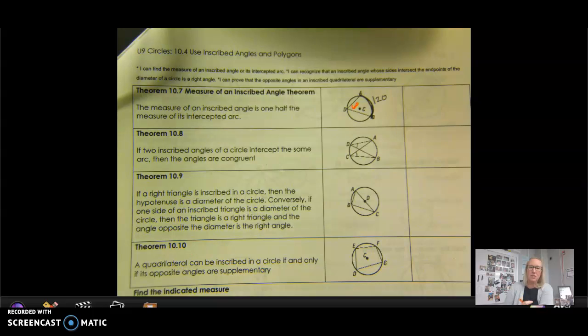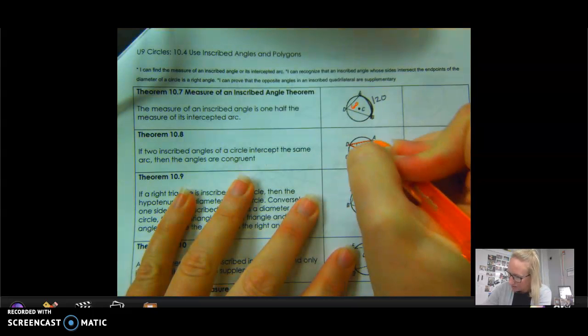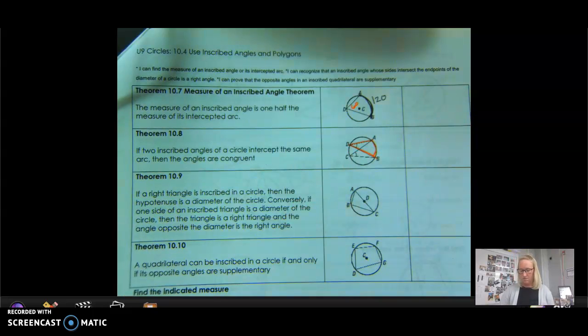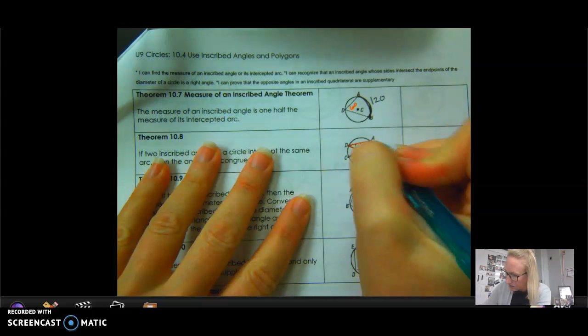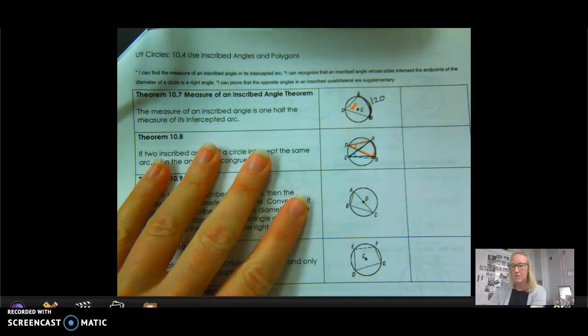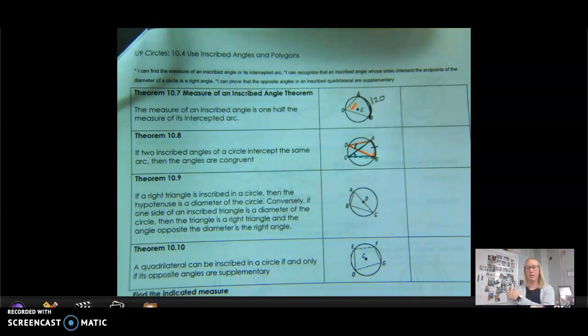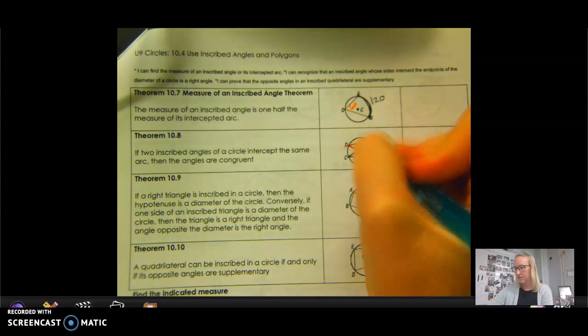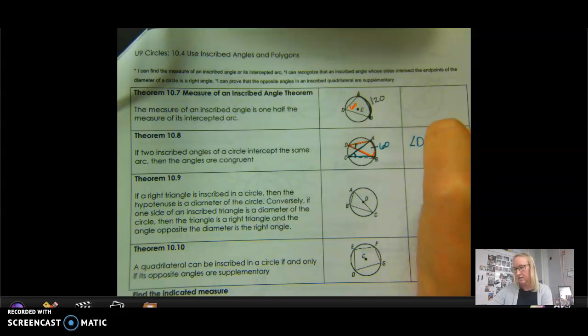So if two inscribed angles of a circle intersect at the same arc, then the angles are congruent. So if you notice, we have this angle that makes this arc, right? But then we also have this angle that also makes this arc. So those arcs are the same size because it's the same arc. So if those arcs are the same size, that means that this angle C and this angle D would be congruent to one another. And they would be half of whatever the outside arc is. So if the outside arc was 60, that means angle D, which is congruent to angle C, would equal 30 degrees. So it would equal half of that.